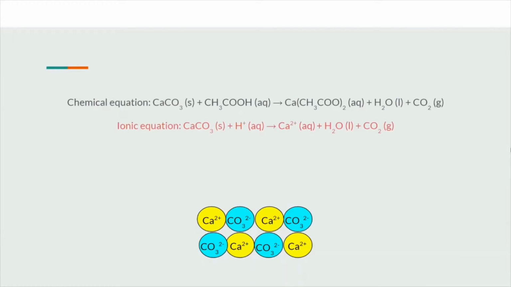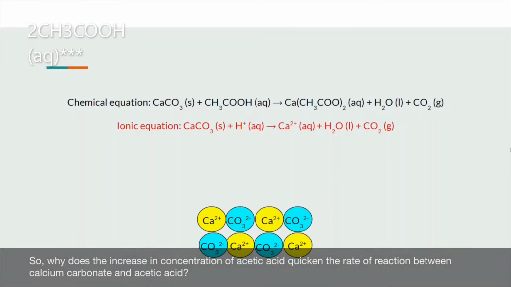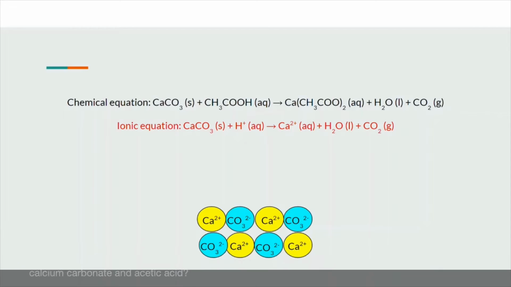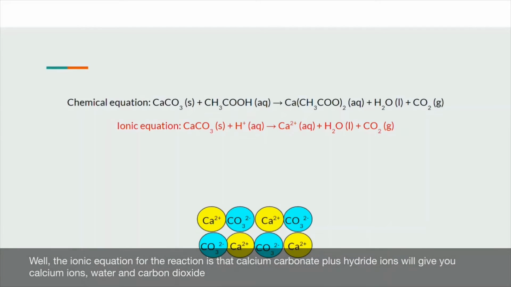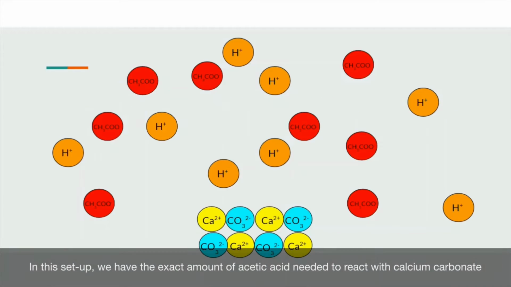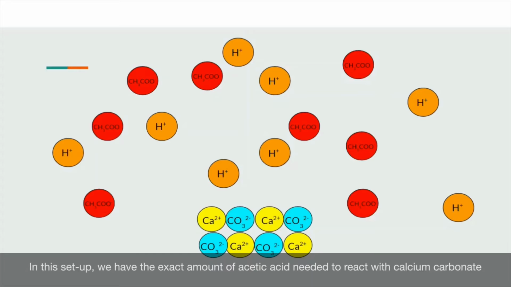carbonate and acetic acid. So, why does the increase in concentration of acetic acid quicken the rate of reaction between calcium carbonate and acetic acid? Well, the ionic equation for the reaction is that calcium carbonate plus hydrogen ions will give you calcium ions, water, and carbon dioxide. In this setup, we have the exact amount of acetic acid needed to react with calcium carbonate.